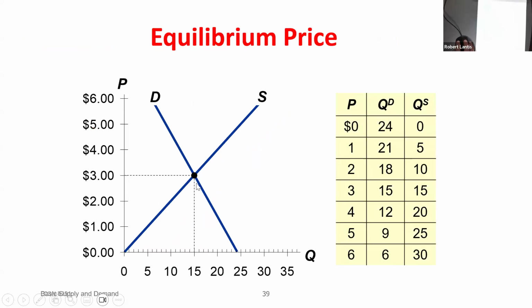Now notice, if we started out at a different price, if the price were 0, 24 people want to buy this good, but nobody wants to provide it or sell it. Well, how many units are going to actually be purchased? Well, if no one's supplying them, 0. What if the price is $1? Well, 21 people want to buy it, only 5 people are producing it. How many are going to be purchased? Well, there's only 5 out there. Yes, there's more people that want to buy it, but once the first 5 are bought, that's it.